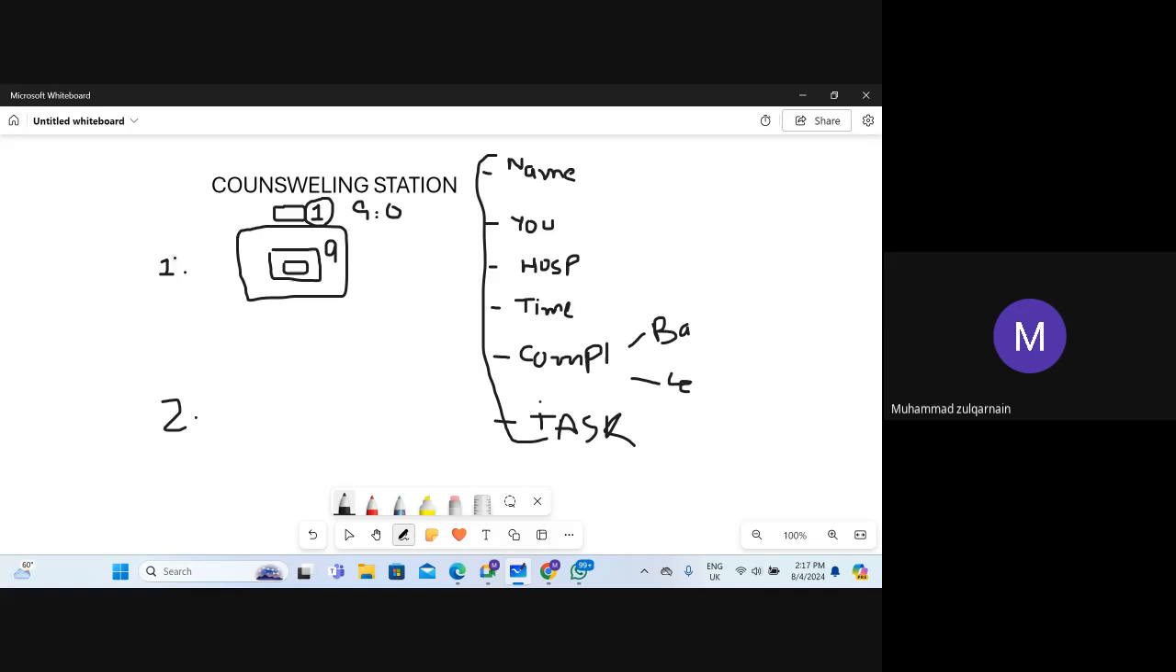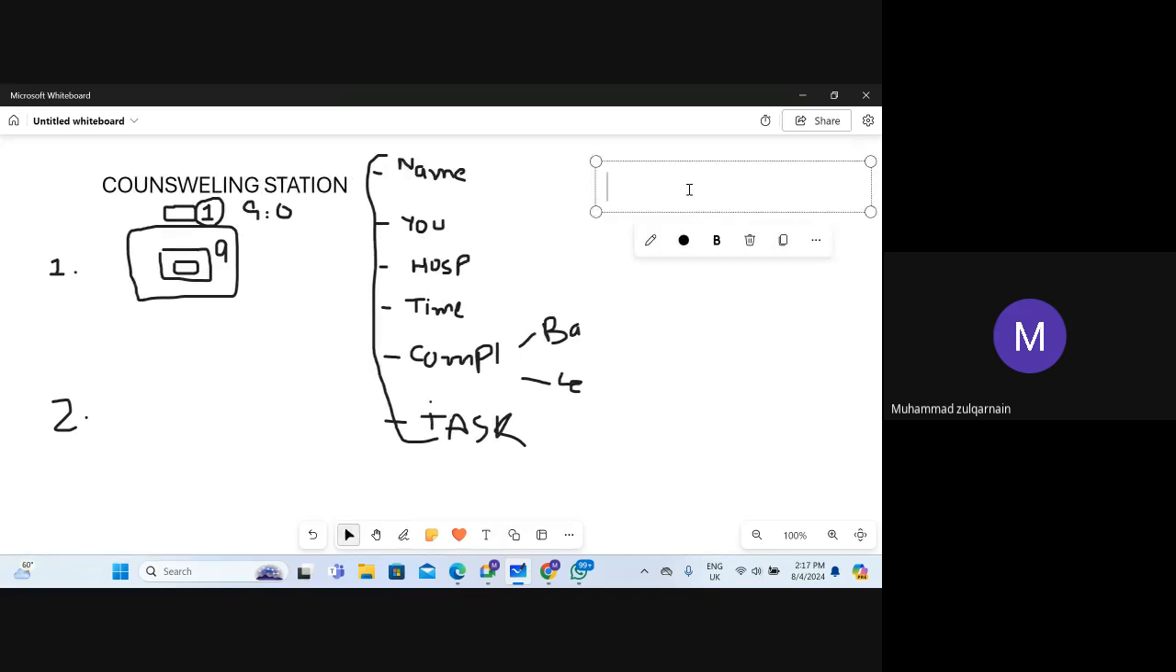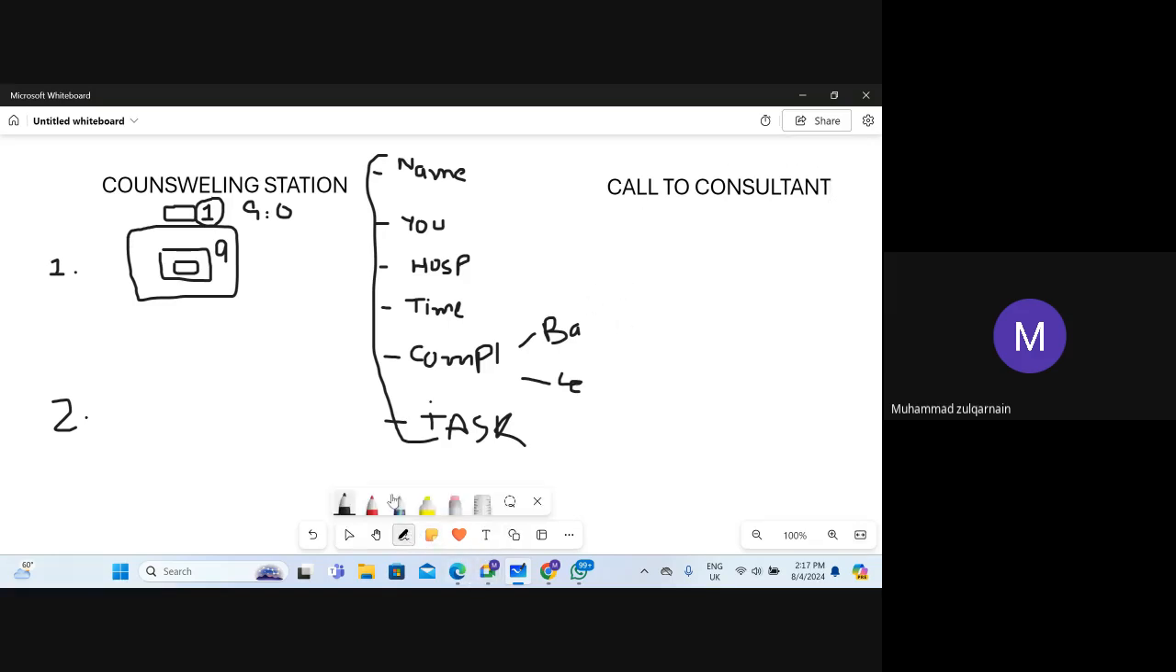So for counseling station, every station. There is one counseling station, and there is another, call to consultant. So we are not discussing call to consultant right now. We are discussing only counseling station. For counseling station, they will give you two cubes. One cube will be here, and there will be another cube. So this first cube is the preparatory one. So you have to prepare your case in this first cube.